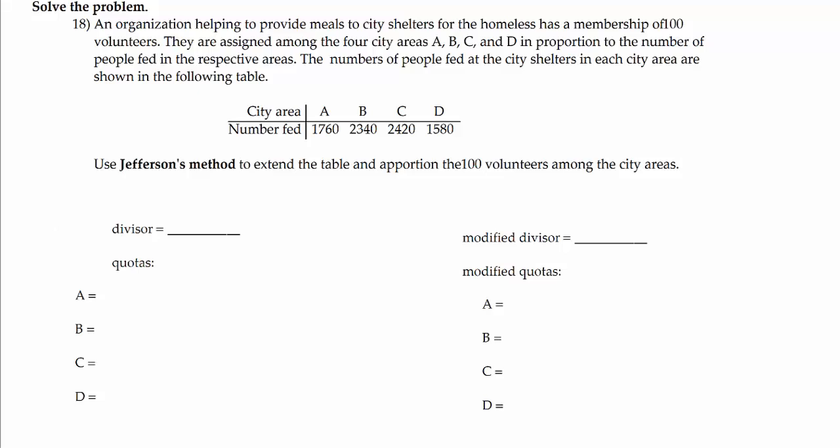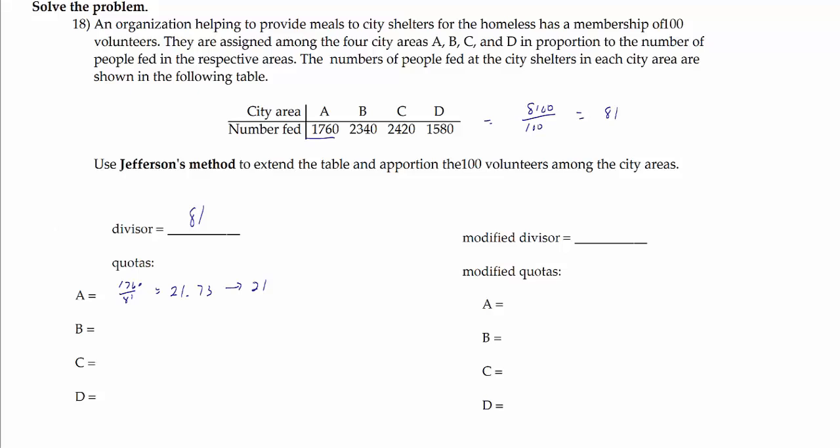My standard divisor is going to be the total of all these. I add all these together and I get 8,100, and then I divide it by the 100 items I need to apportion. So right now I have a standard divisor of 81. Now I use that to get my standard quotas. For A, I take my 1760 and divide it by 81, and this will give me 21.73. So my lower quota is going to be 21.